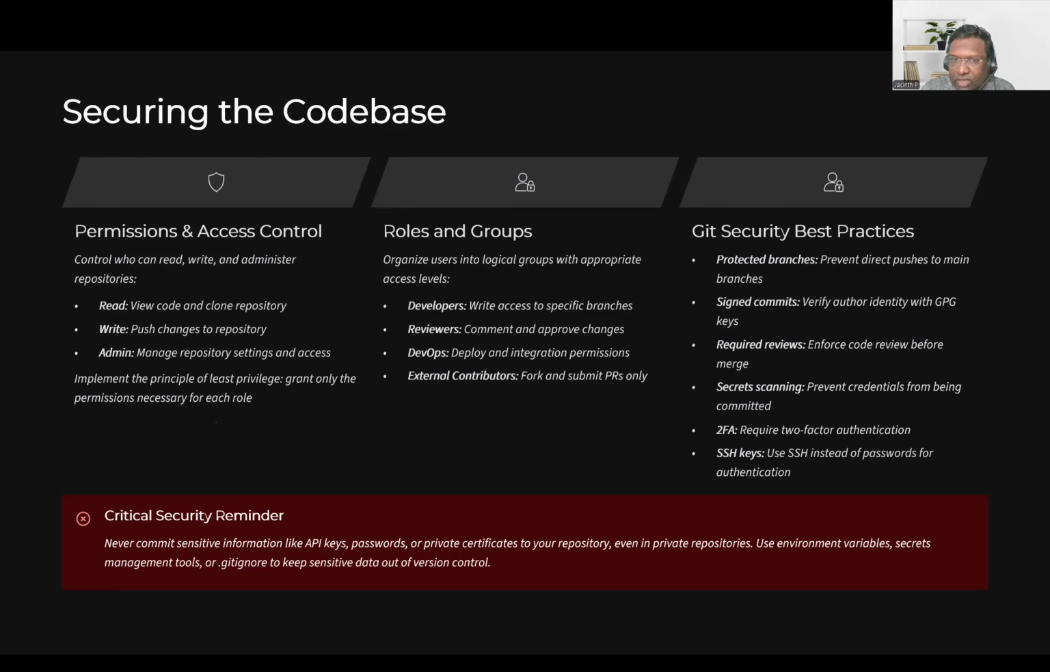Best practices include protecting main branches, requiring reviews before merges, using signed commits, enforcing two-factor authentication, and scanning for secrets to prevent passwords or keys from leaking into repositories. Here's the key takeaway. A code base is an asset. Treat it with the same seriousness you treat sensitive business data.